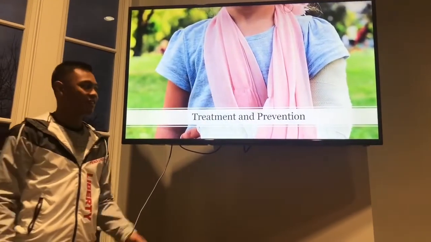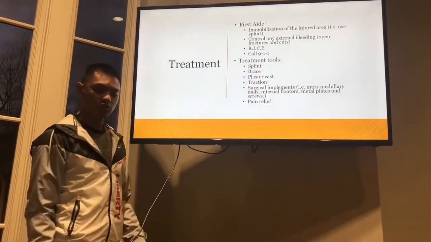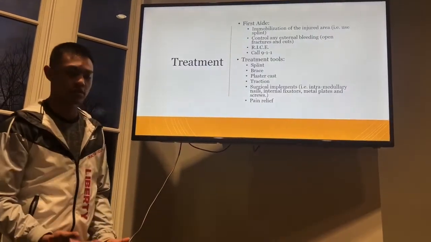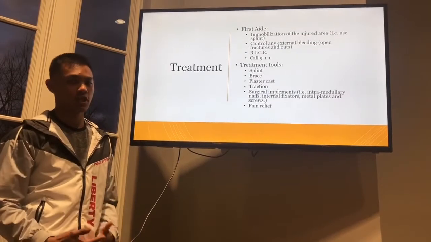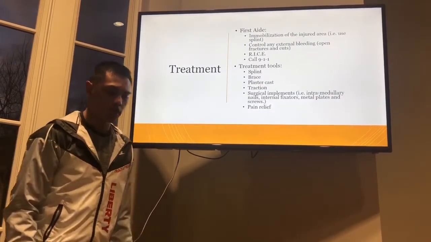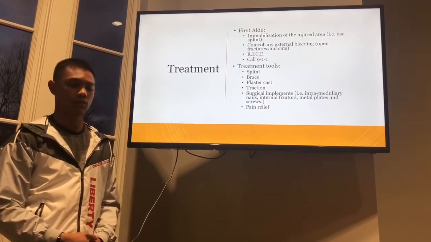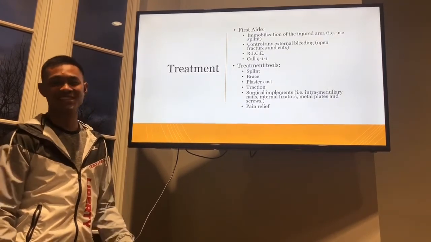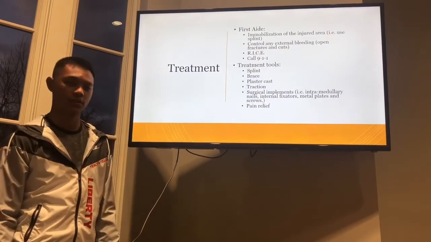Alright, so next we have treatment and prevention of the fractures. For treatment, the first thing you do whenever you first get a fracture would be first aid. So immobilize the injured area, use a splint or something you can use to stabilize the injured bone. You can control any external bleeding, like this would happen during open fractures. You gotta clean up the wound and everything. You can use rest, ice, compression, and elevation. And then, of course, call 911 if you haven't already.